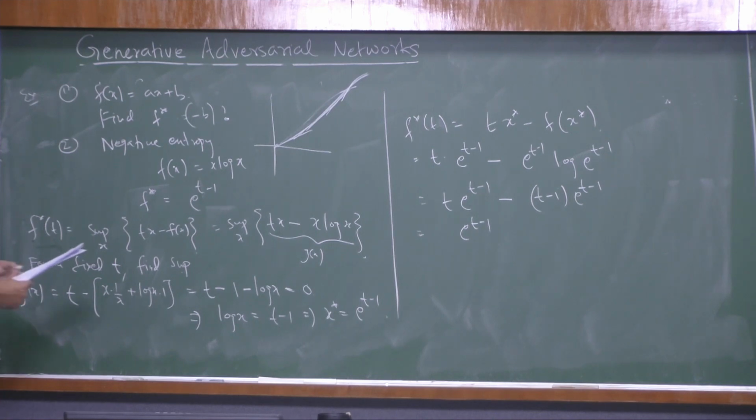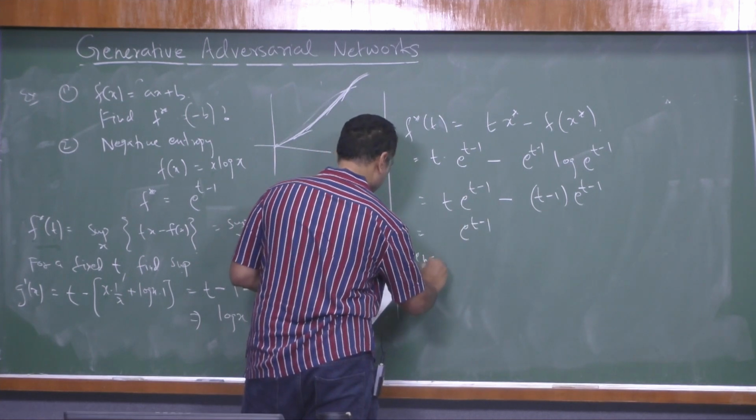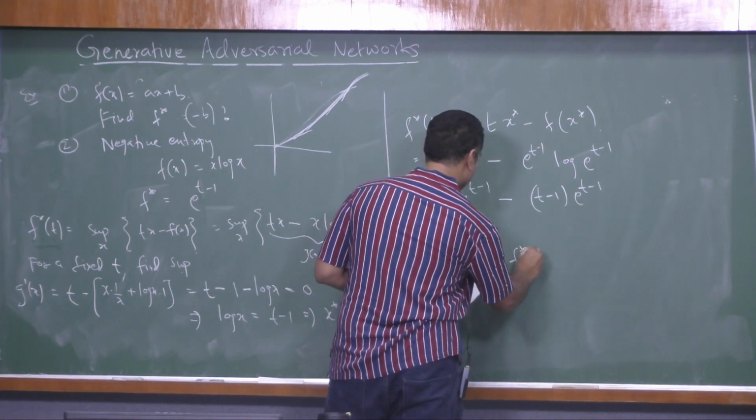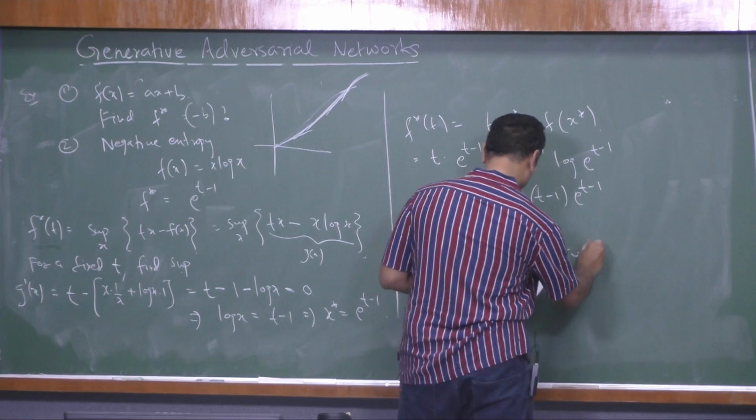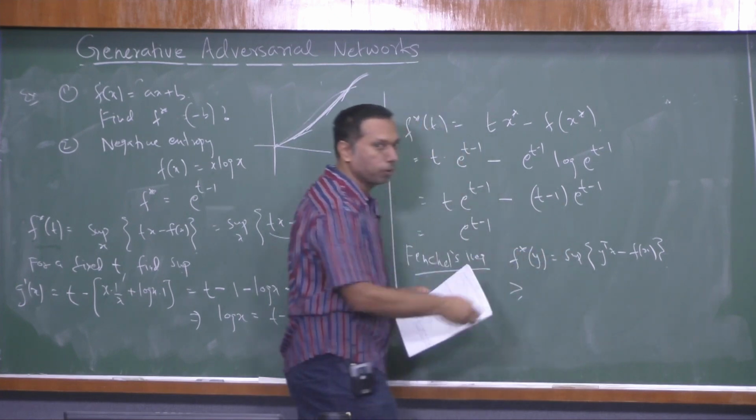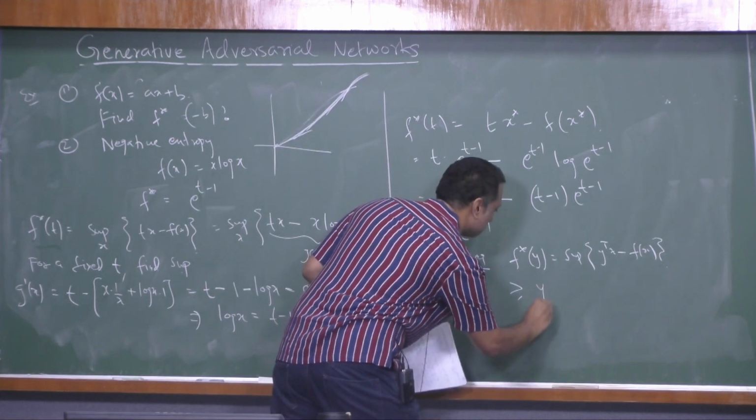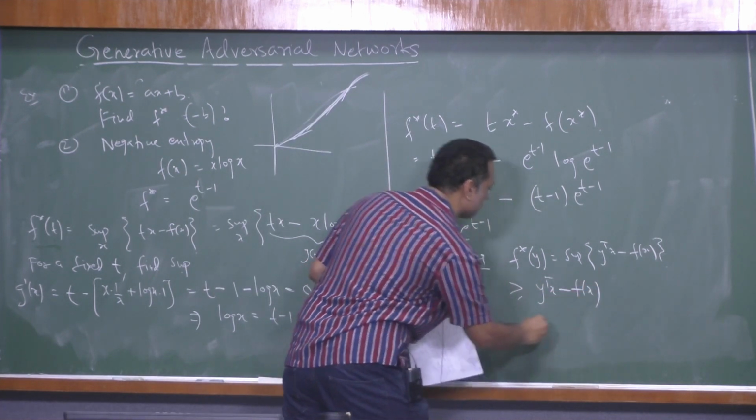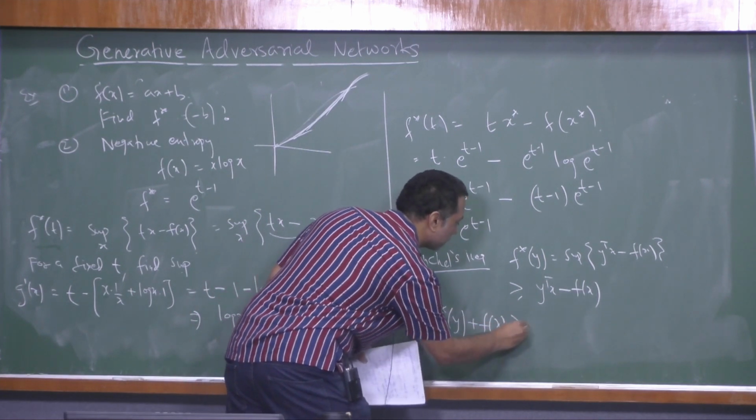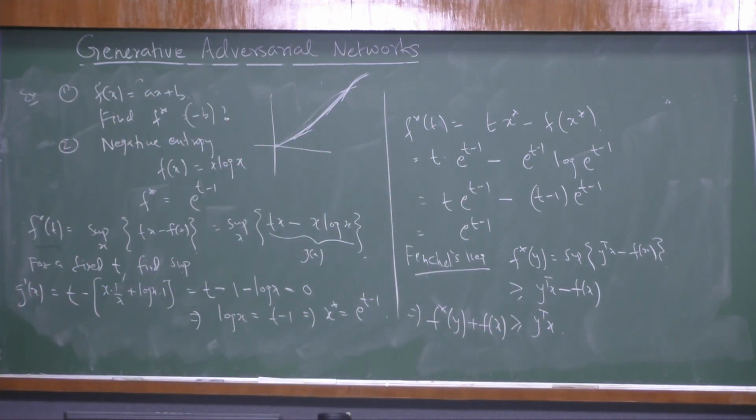Now there is a small result called Fenchel's inequality, which relates f and f star. From here we have f star y is the supremum of y transpose x minus f x, and since it is a supremum, it must be greater than or equal to y transpose x minus f x for any y and x. So this implies f star y plus f x is always greater than or equal to y transpose x. This is called Fenchel's inequality, which is straightforward.